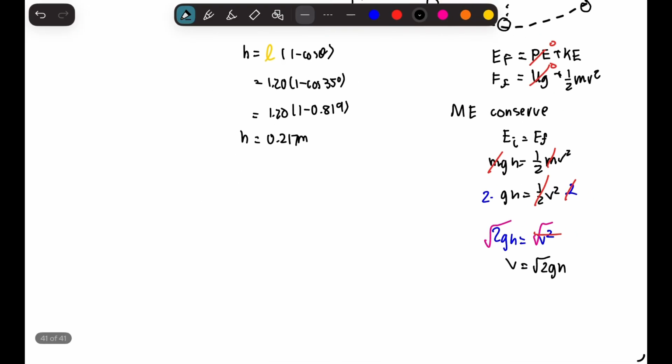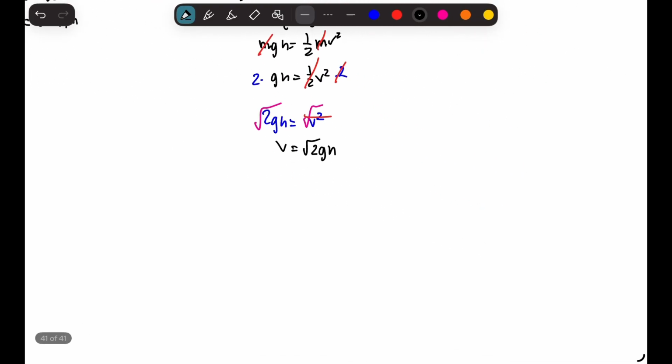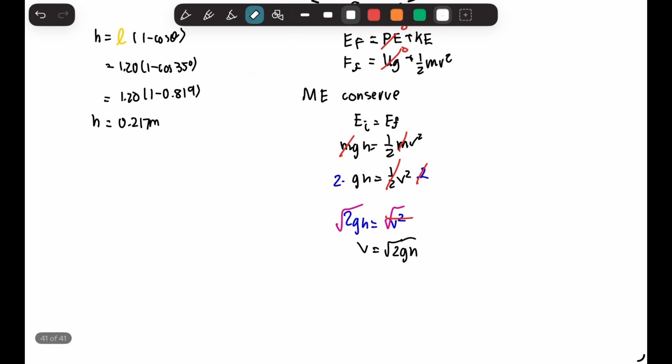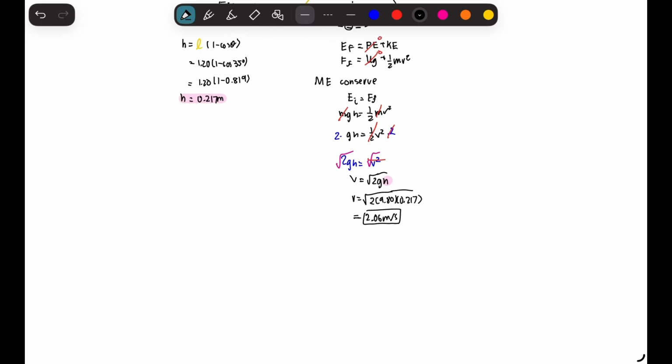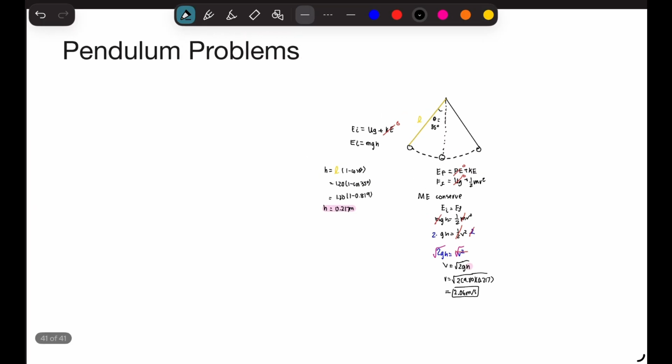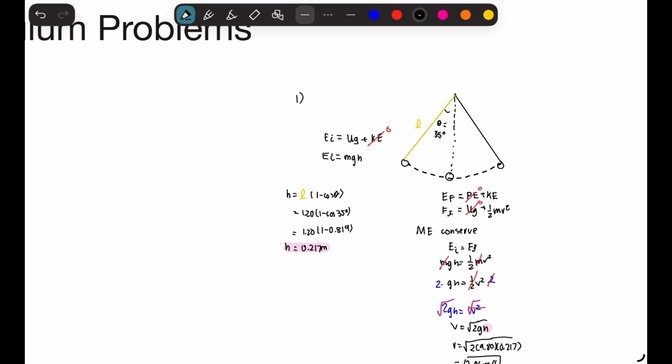Now we have to find v. So now we have our height. We can actually plug our height into our v equation. So this is going to be this right here, and you're going to plug that in right there. So your velocity is going to equal the root of 2 times your gravitational constant 9.80 times 0.217. Now that's going to equal 2.06 meters per second. So that's your answer for your first part. This is for part 1.